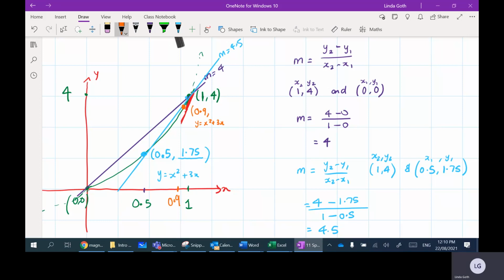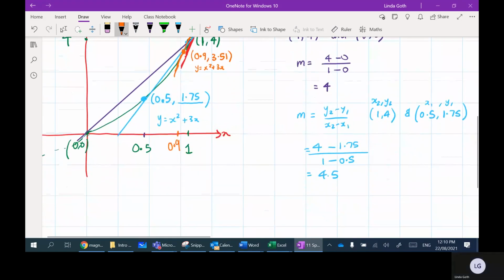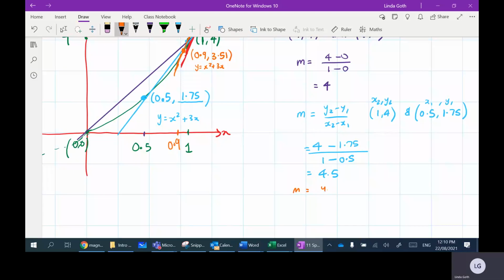You might like to pause and do that on your calculator, or you might be quicker than me. 0.9 squared plus 3 times 0.9 equals 3.51. So now I'm going to find the gradient of the tangent between that point and 1, 4. So I'm getting a lot closer to the tangent that I'm interested in. So this time we've got m equals y2 minus y1 on x2 minus x1, and it's between the point 1, 4 and the point 0.9, 3.51.